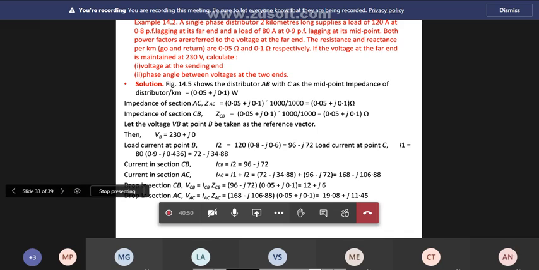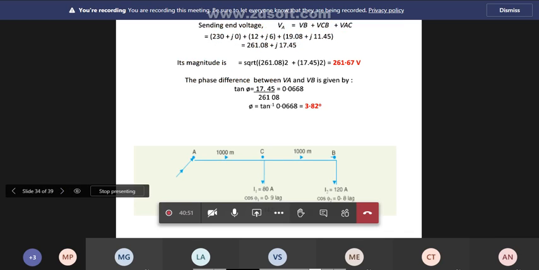Now sending end voltage VA is equal to VB, that is nothing but the far end voltage VB, plus VAC plus VCB. These two are the drops, VCB and VAC are the drops, and the far end voltage is VB. The value is 261.08 plus j 17.45.